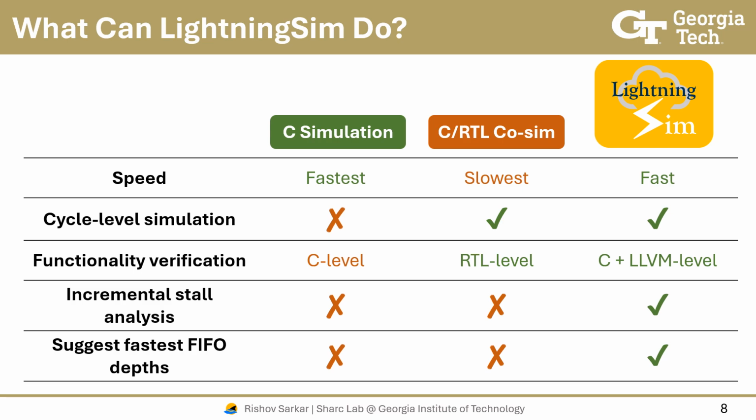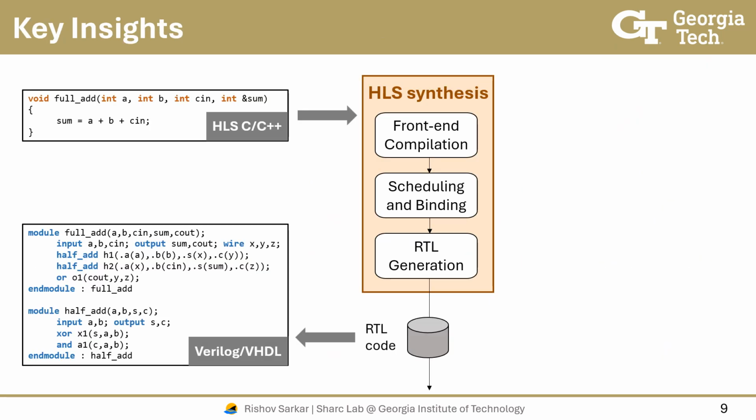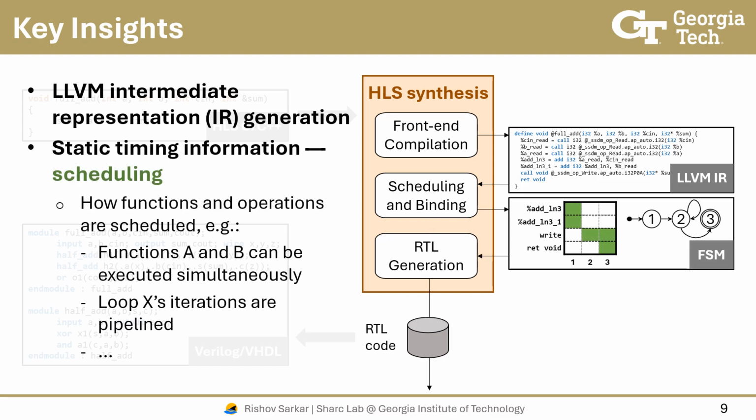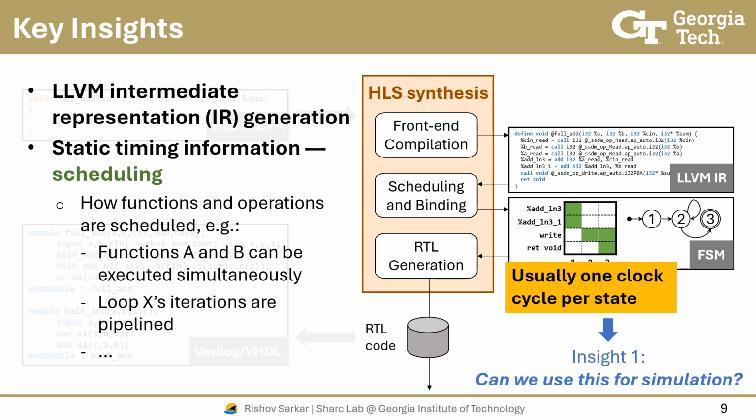To understand how we do this, we need to take a closer look at the synthesis process itself. HLS synthesis starts with front-end compilation, which generates LLVM-IR, an intermediate representation consisting of low-level instructions. Within each function, these instructions are then statically scheduled into a finite state machine that controls their execution. This determines which functions can execute simultaneously and how loops are pipelined, for instance. The interesting thing about the resulting schedule is that each FSM state is usually equivalent to 1 clock cycle, which means that this FSM schedule could be useful for performing a cycle-accurate simulation.